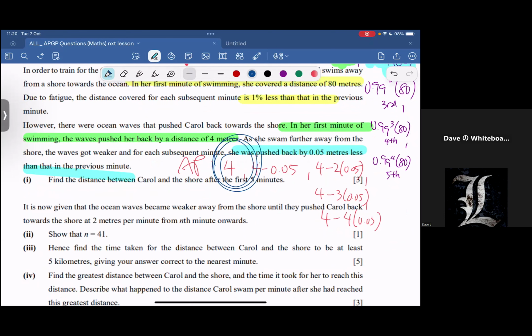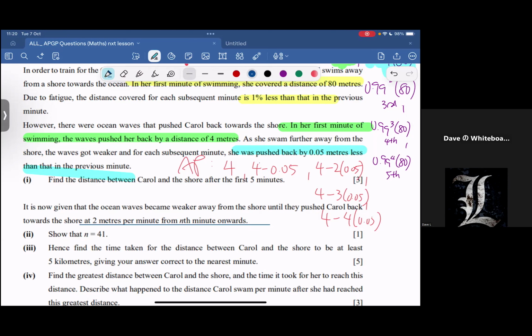Now I'm only pushing you back at 2 meters per minute from the nth minute onwards. Meaning to say, from the nth minute, the number instead of 4 drops all the way to 2, and then it stays consistently at 2. In other words, from the nth minute onwards, it will be 2 meters. N plus 1 minute, 2 meters. N plus 2 minutes, 2 meters.